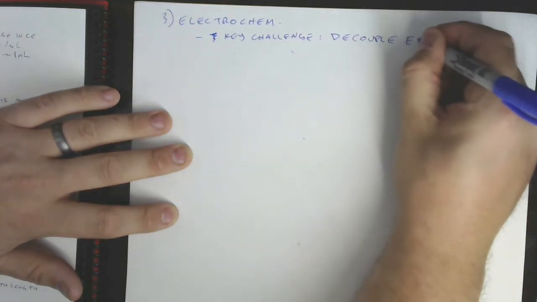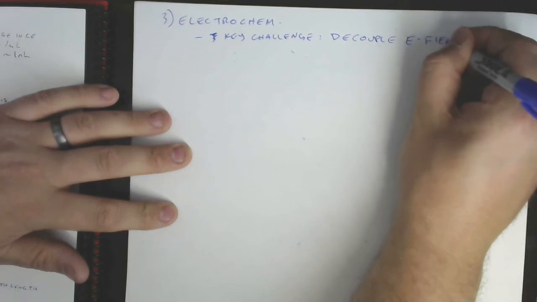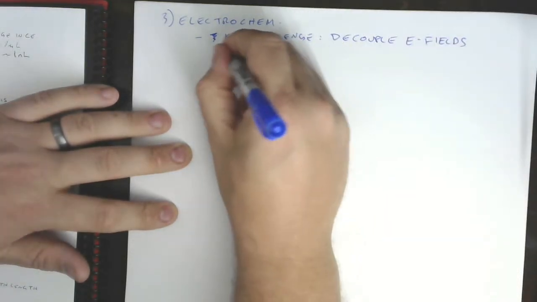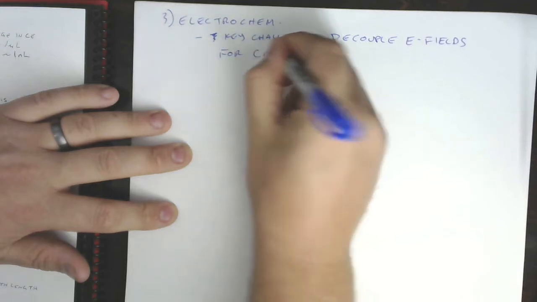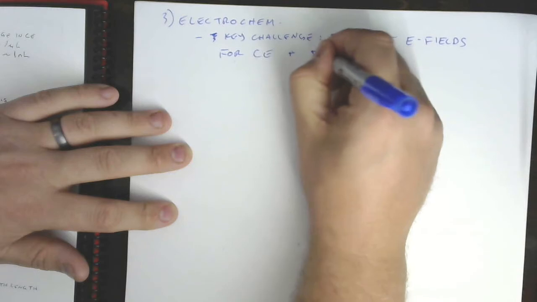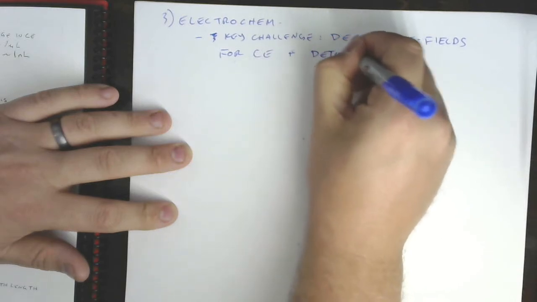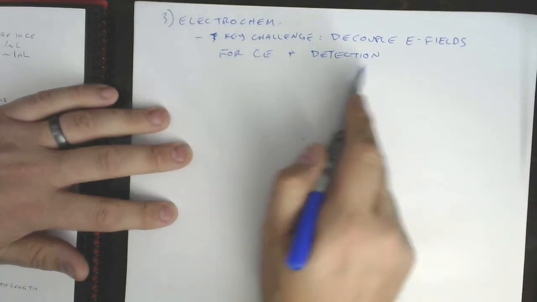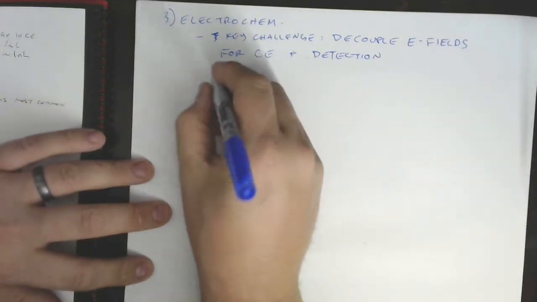the electric fields. There's two electric fields involved here, and we need them to not influence each other. The electric fields for CE and for the electrochemical detection, right, for the detection. So we need basically detection to not be influenced by the CE field. We need CE not to be influenced by the detection field. Here's the way this is typically done.